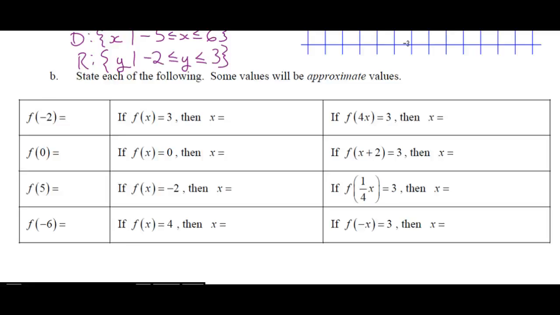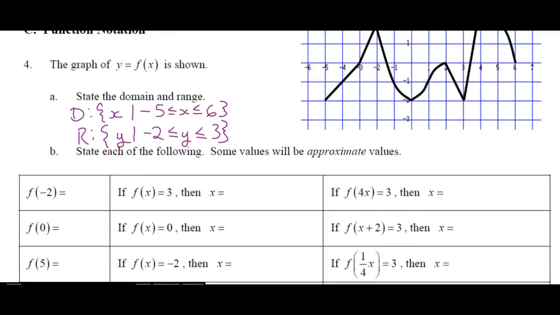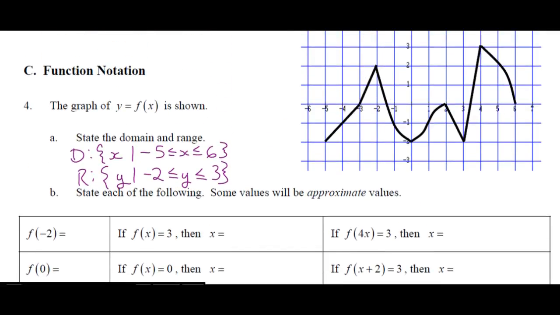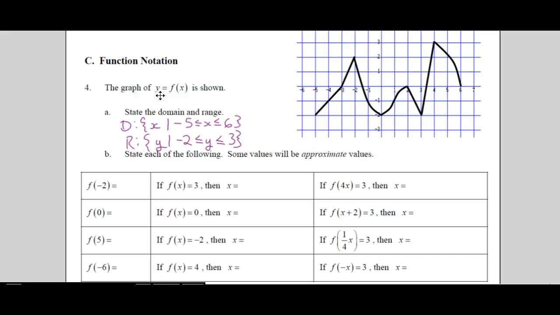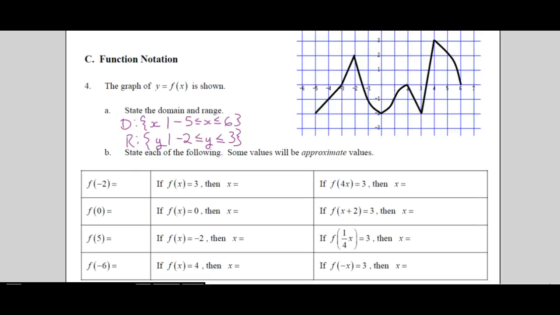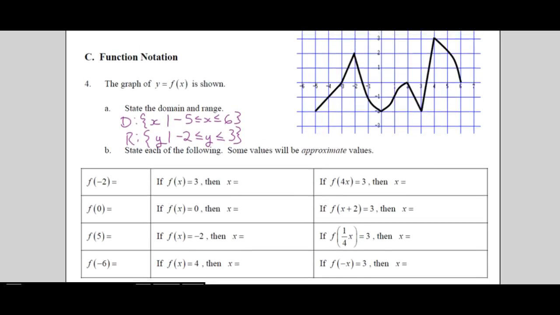Okay, so f of -2. What's f of -2? I should make this a bit smaller. That's a little better. Okay, f of -2. What does that mean? So in words, what's f of -2? The value of y when x is equal to -2. And what is the value of y when x is equal to -2? 2. F of 0. So the value of y when x is 0, -2.